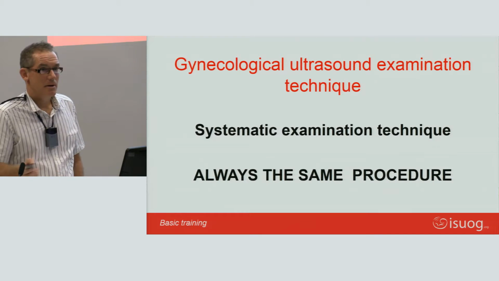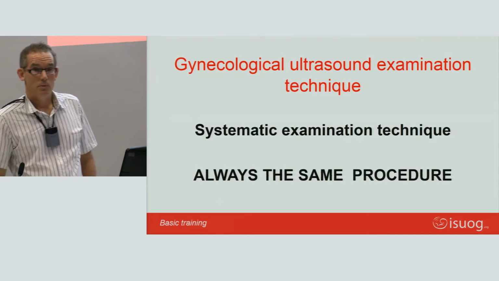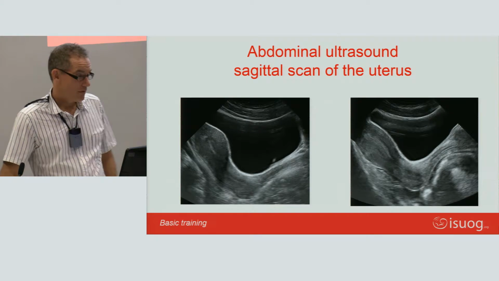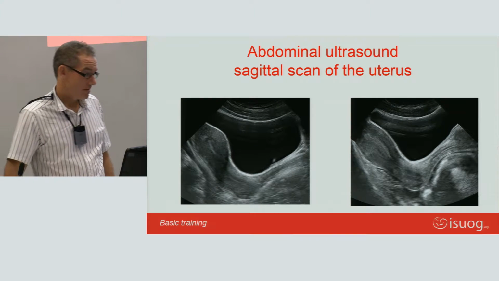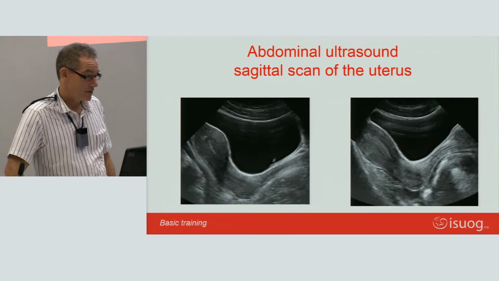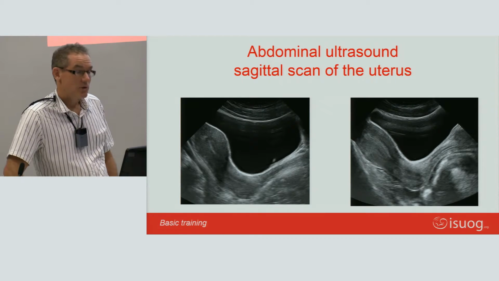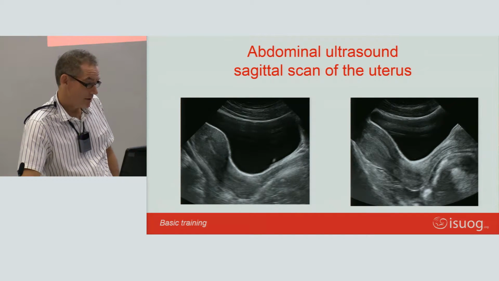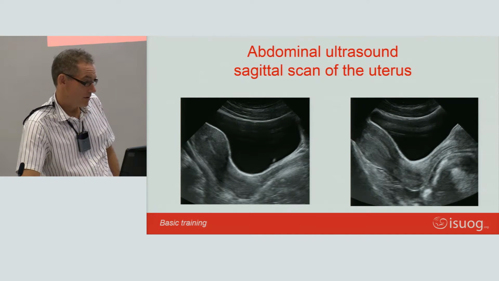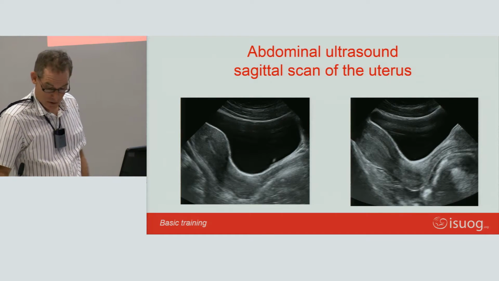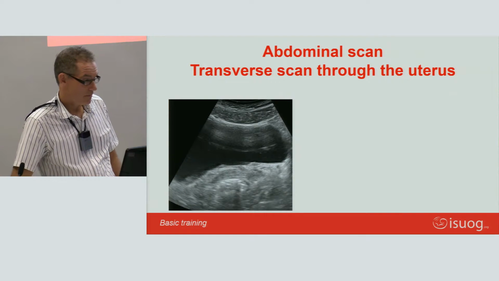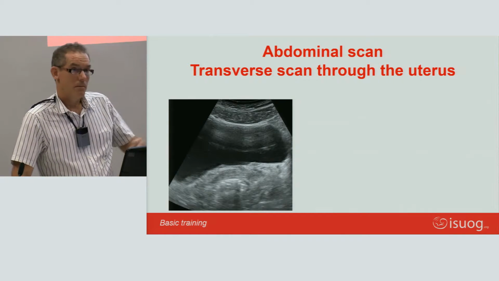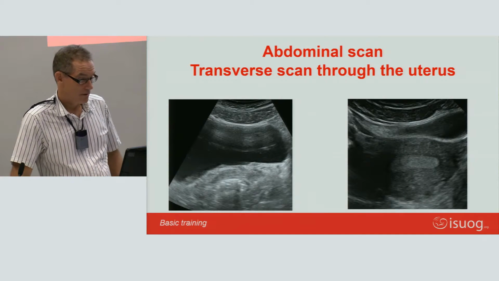Once again, you should have a systematic technique because in that way you will not forget anything. So if you scan with the sagittal view, remember from that first slide, we want the fundus to the left of the screen. Once again, you should follow the cervix, the vagina, down, see the cervix, follow the cervical canal up to the fundus, because that's the only way you can ensure that you're seeing the endometrium. Transverse section, much the same way. You follow it from the bottom, from the cervix to the top, to the fundus.